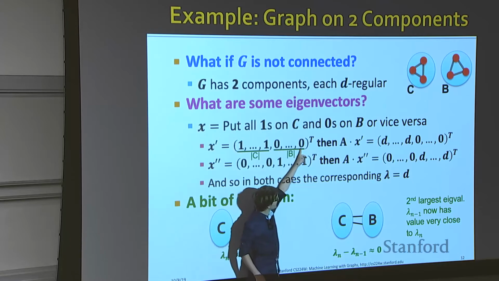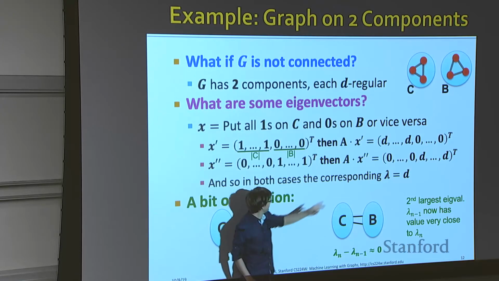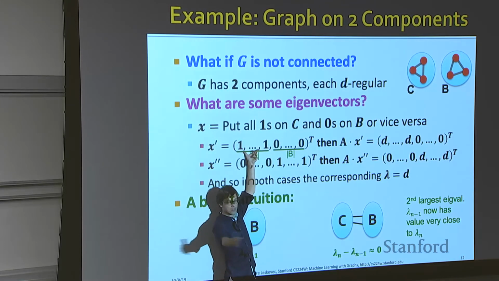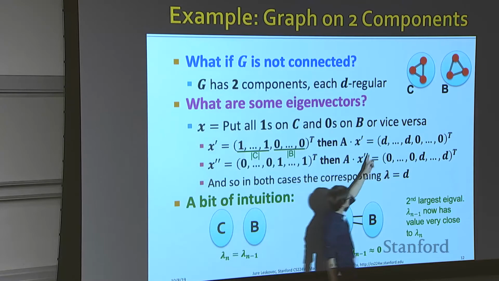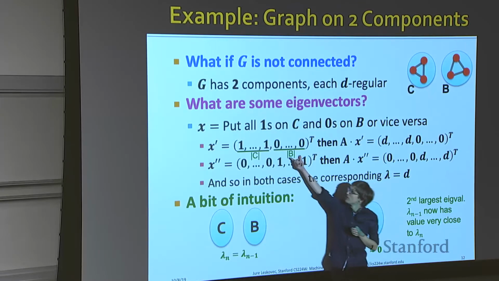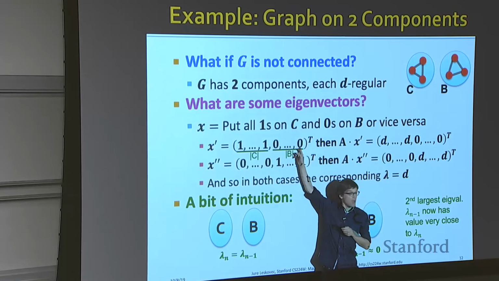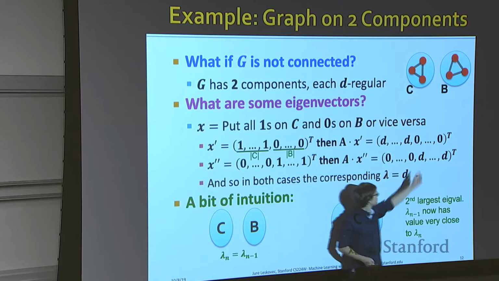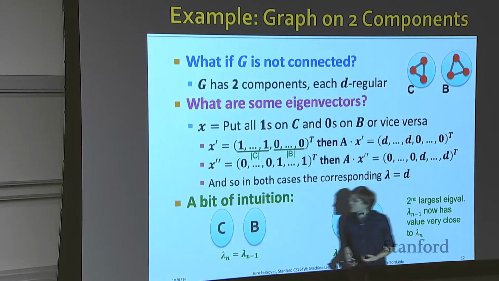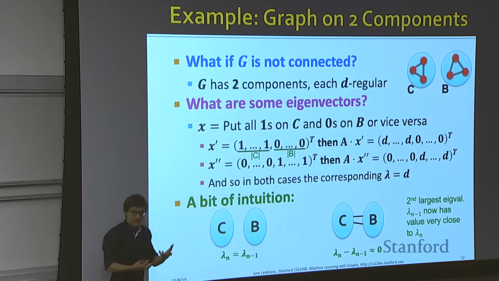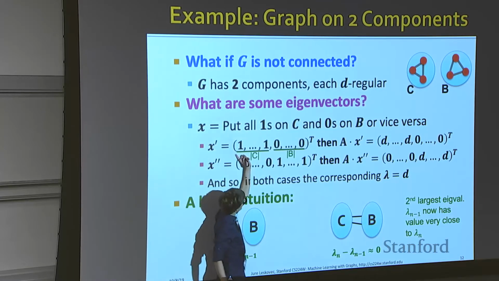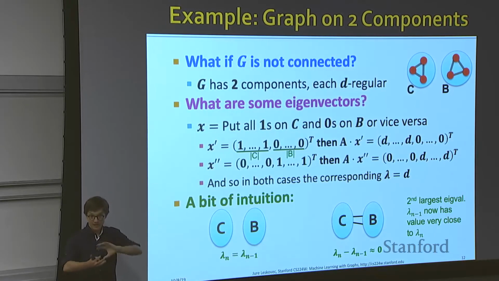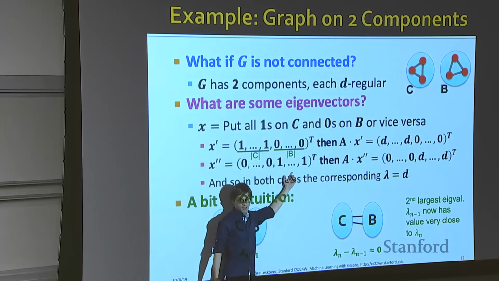It has 1s and it has 0s. And if I do A times x, as we said before, all the nodes in C have links to other nodes in C, so they sum these values up and they get the value d. And all the nodes in B have value 0. So when the nodes in component B sum their values together, they sum zeros together, so I get zeros. So I have just found an eigenvector-eigenvalue pair where this is the eigenvector and the corresponding eigenvalue is d. And analogously, I can define a different eigenvector.